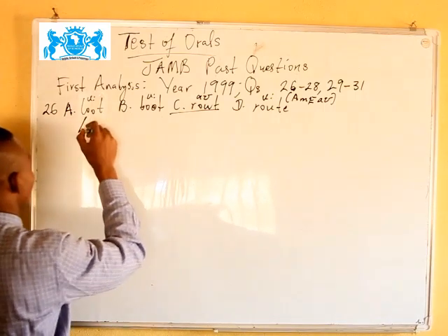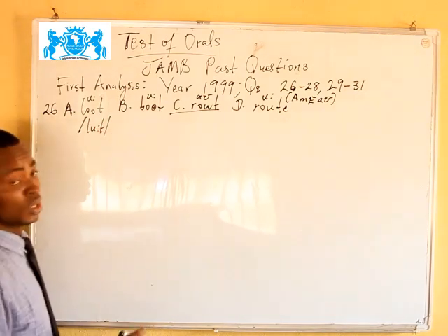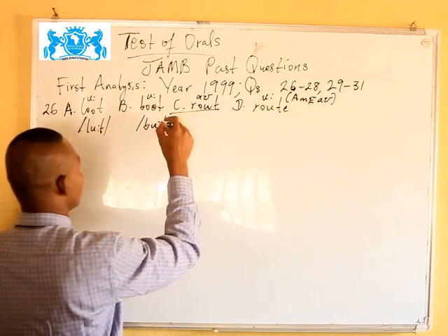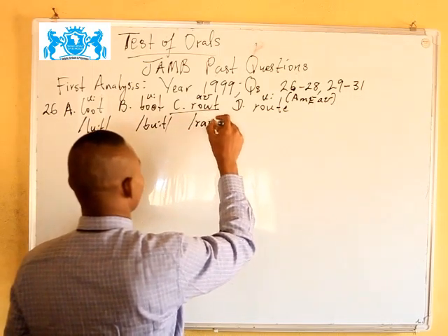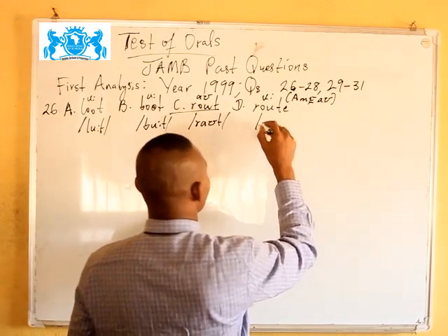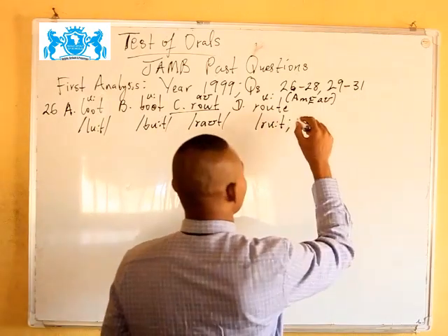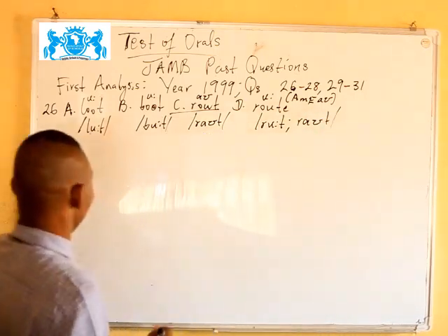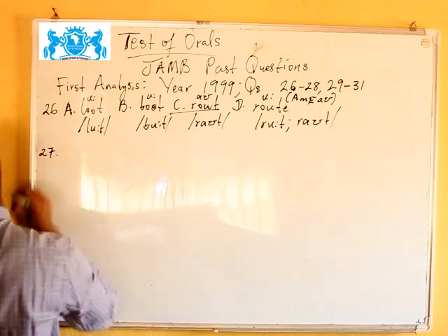Let's analyze more critically. If we transcribe here, we have lutes, boots, routes, and roots. We can call it routes. So it's clear that the answer is C.